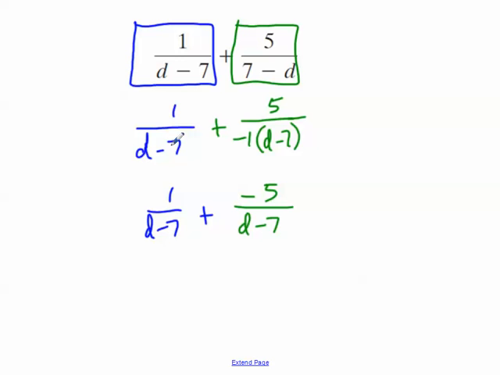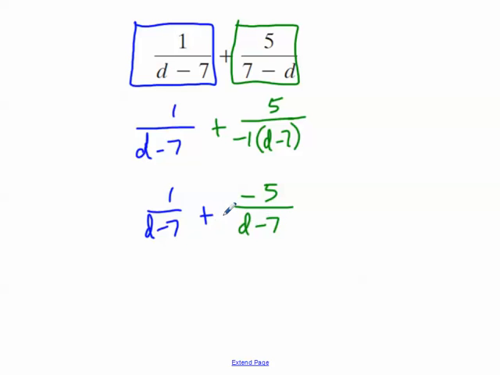So 1 over d minus 7 stays 1 over d minus 7. 5 over 7 minus d became 5 over negative 1 times d minus 7, because it's just the opposite of this. Essentially you could have said that's 5 over negative 1 times negative 7 plus d, and then negative 7 plus d becomes d minus 7 just by reordering the terms. 5 divided by negative 1 is negative 5, and then d minus 7 stays in my denominator.